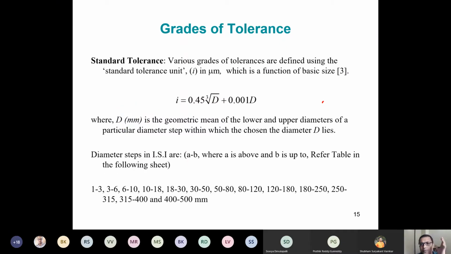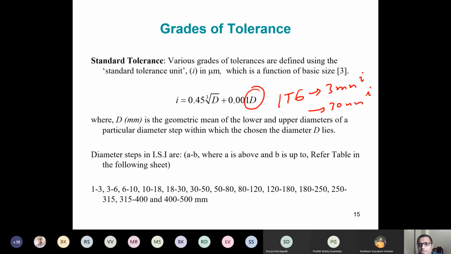Any ideas of what a standard tolerance unit means? Do you have any questions about it? Do you feel that this standard tolerance unit, what does it mean? It basically means that this is a metric which is a function of your D. So even if I say IT6, IT6 for 3 mm will be different from 30 mm. The I will be different for both.